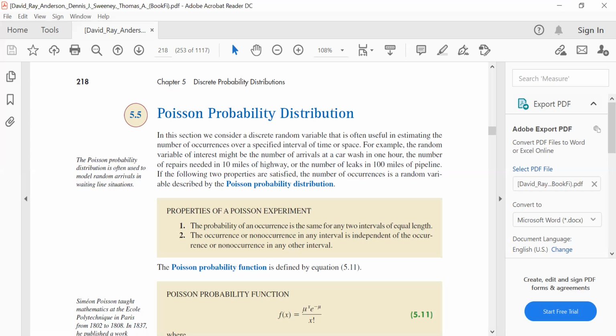The other examples may be the number of arrivals at a car wash in 1 hour, the number of repairs needed in 10 miles of highway, or the number of leaks in 100 miles of pipeline.